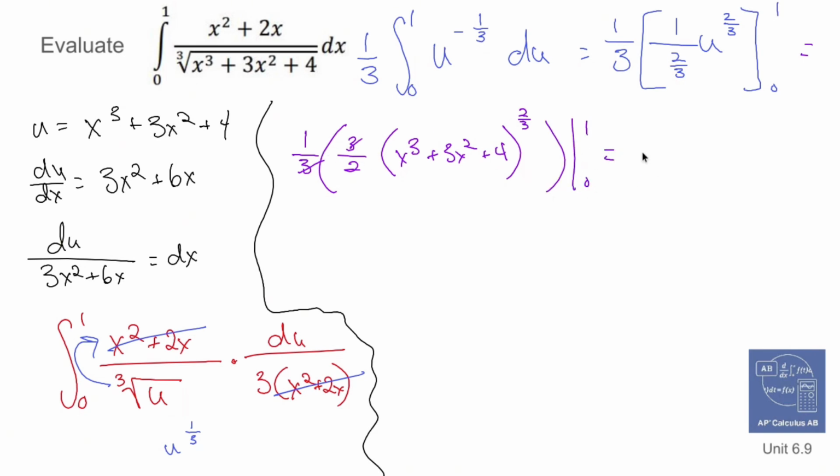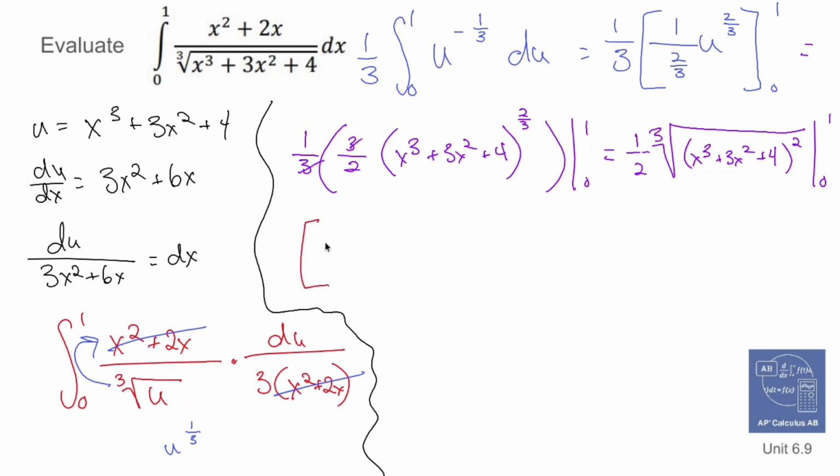So after cleaning all of that, I get 1/2. Let's turn this back into the cube root of x cubed plus 3x squared plus 4. Actually, it's 1/2. Oh boy. That would have been close. Squared. Limits 0 and 1. All right, so time to do some gross math.